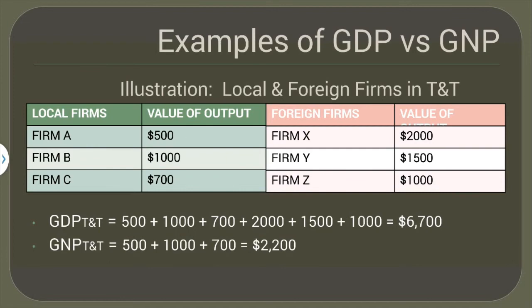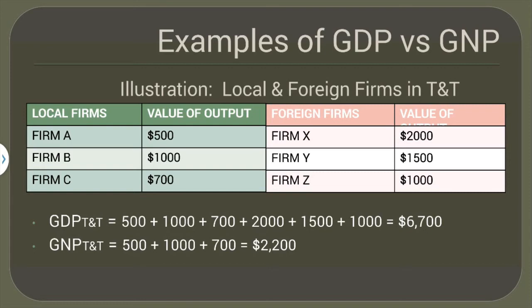7, which gives us a value of 2,200. Now, there was no need to use the formula I showed you previously because the information is provided for us in this chart. But let's apply the formula to see the formula in action. So the formula says that GNP is equal to GDP plus net property income from abroad. The value of GDP is 6,700.